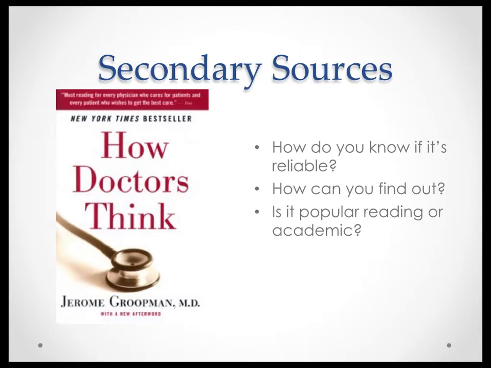Usually, figuring out if something is popular reading or academic is easy enough. The title is often something that may show this. For example, you have a picture here on the left. Number one, it says it's a New York Times bestseller. New York Times bestsellers are often made for popular reading. It is written by a doctor, and if you Google the doctor's name, he may be a reliable source, but it's probably information meant for a popular crowd, not a medical or specific type of crowd.